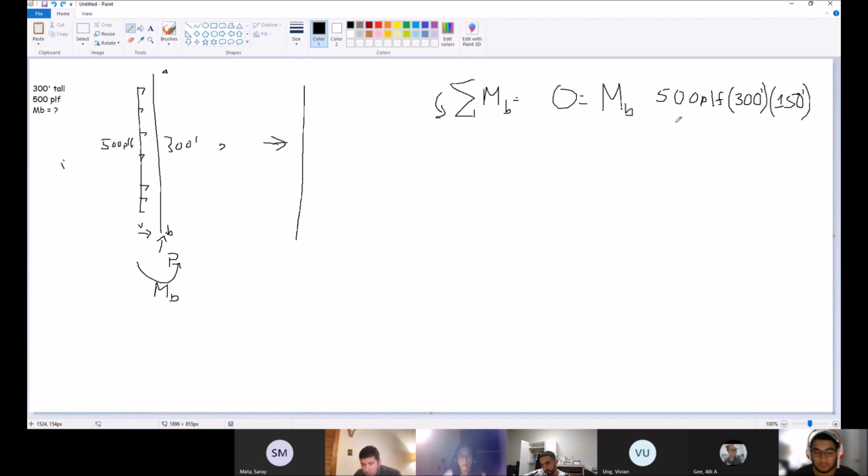I'm going to multiply this all out and move the moment to the other side. Wait, okay. Is this going to be positive or negative? Right, I knew I was forgetting something. Positive or negative?